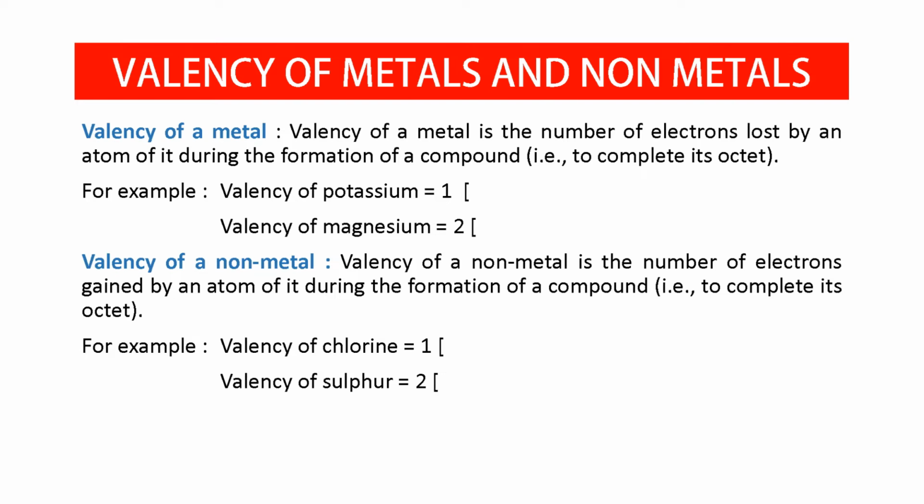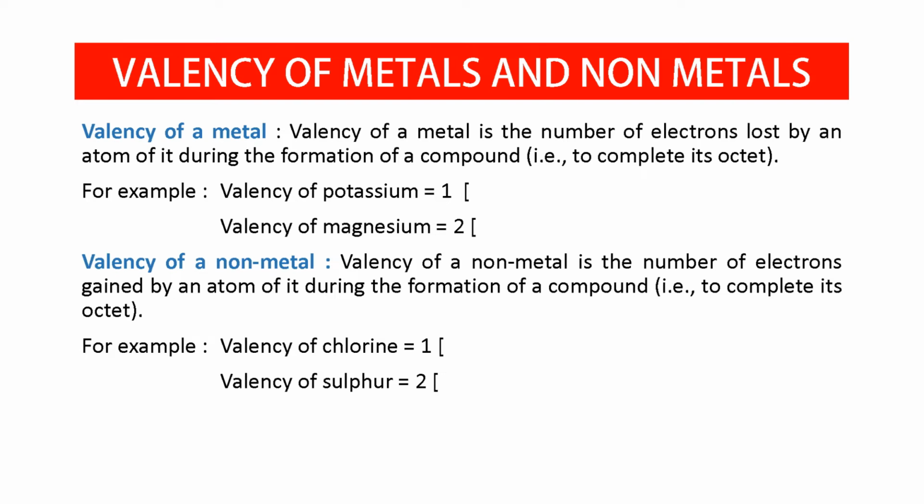So metal has an electropositive nature. It means metal always loses electrons, and non-metal has electronegative character. That means non-metal always gains electrons. So we can see by the example. For example, there is the example of potassium or magnesium. So the valency of magnesium is 2.